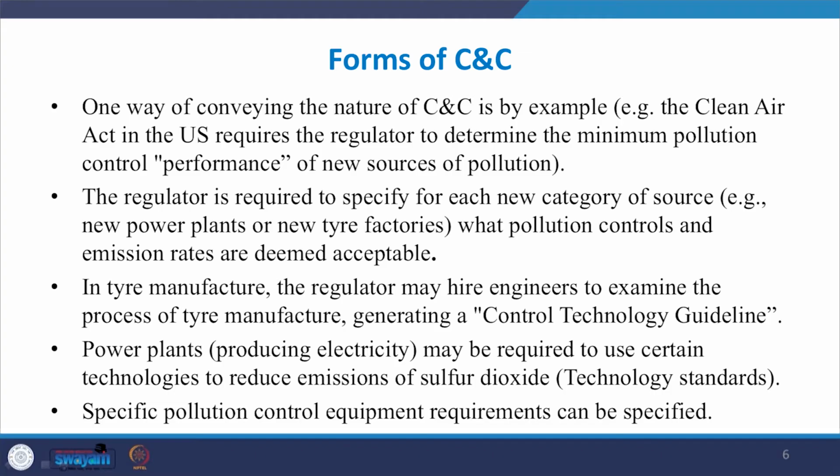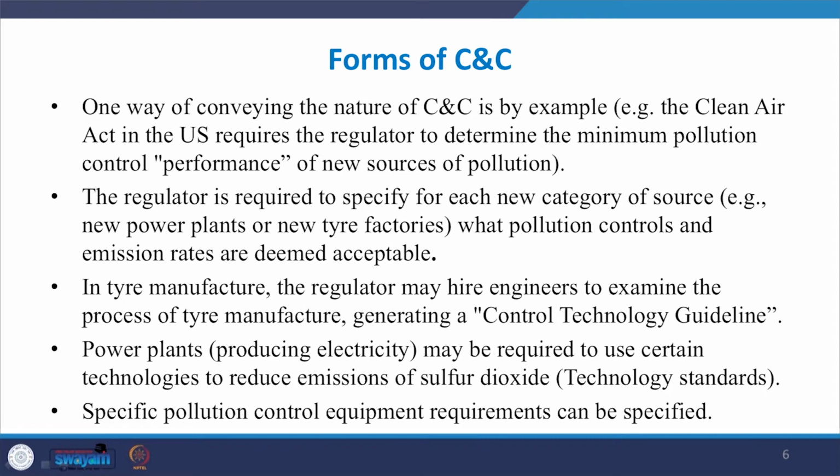So, when a new factory is to be set up, the government can set which technology should be used, and up to what extent per unit of output emission should be released into the atmosphere. In tire manufacturing, for example, the regulator may hire engineers to examine the process of tire manufacturing, generating control technology guidelines. Actually, in this form of regulation, lots of information has to be collected by the regulators, and for that purpose the regulator recruits engineers.